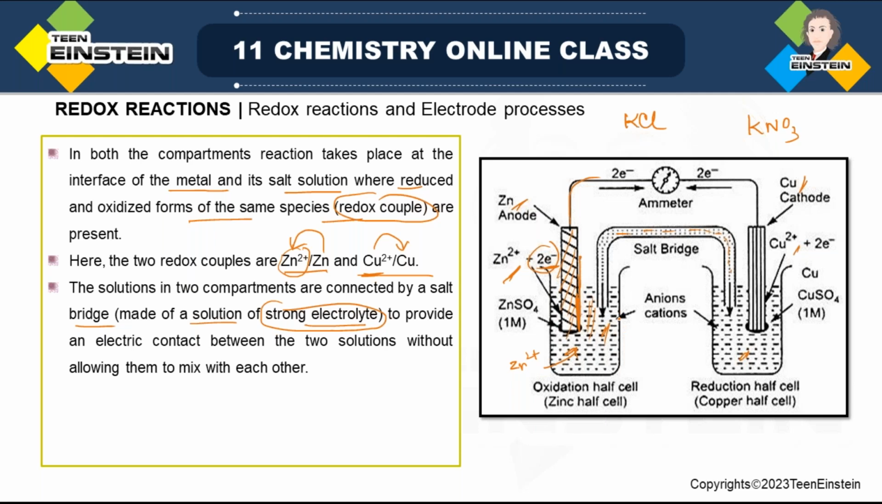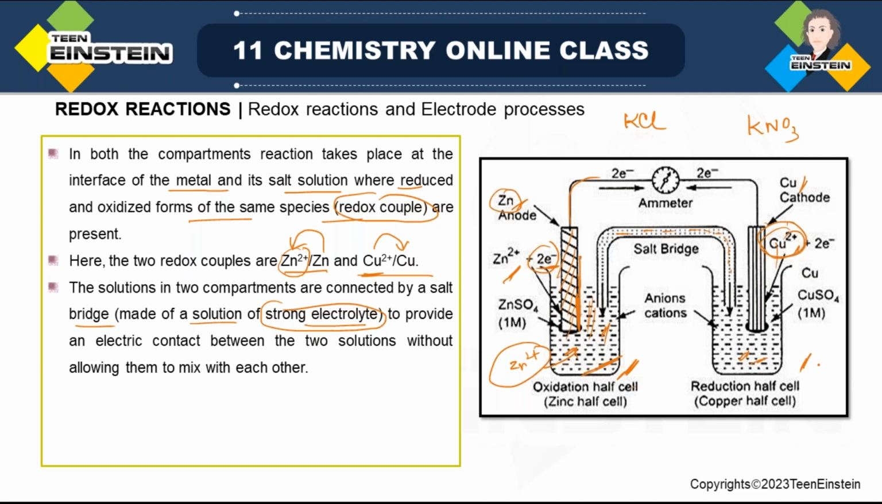The role of this salt bridge we will discuss in detail. Here I am just giving you an initial idea. When Zn is converted to Zn2+, gradually the amount of positive charge will increase in the left hand side compartment. And when the electrons move here, gradually all the Cu2+ present in the solution will be converted to copper. That means positive charge will decrease. If it occurs this way, there will be more positive charge in the left hand side and more negative charge in the right hand side.